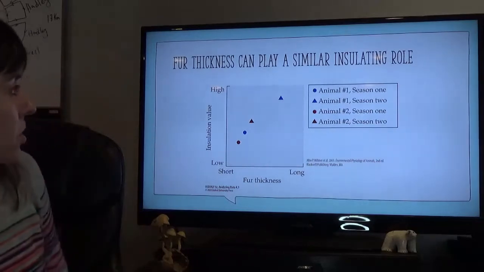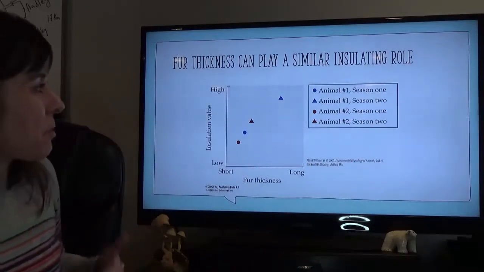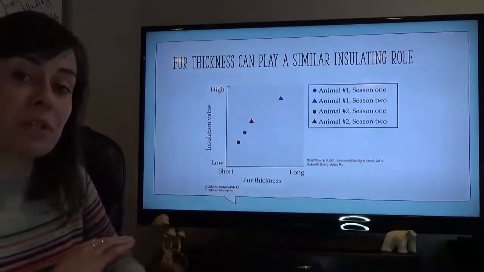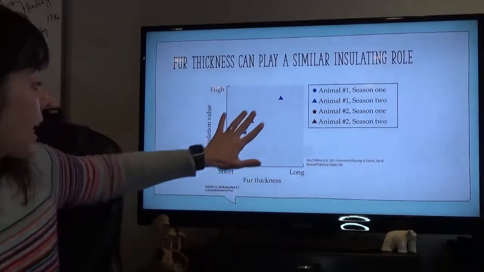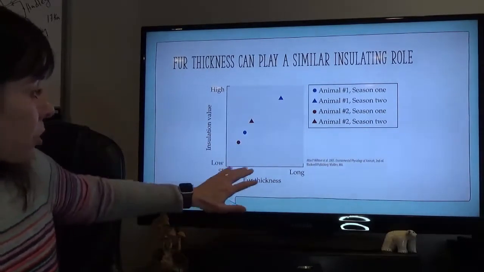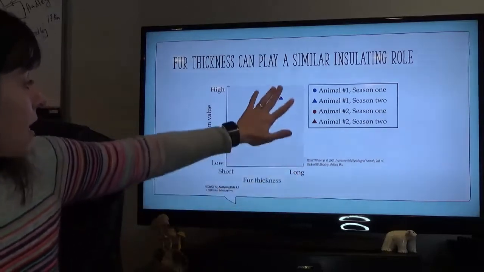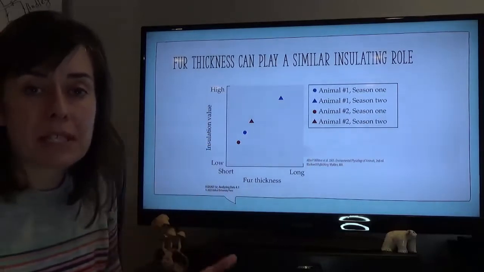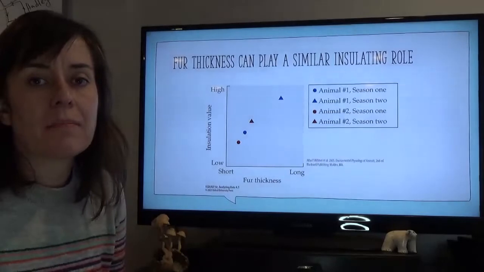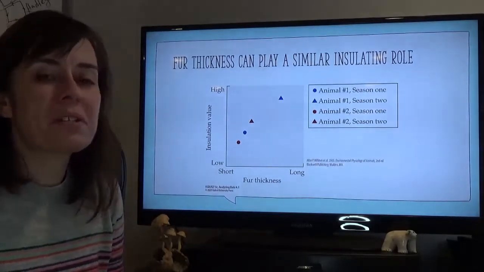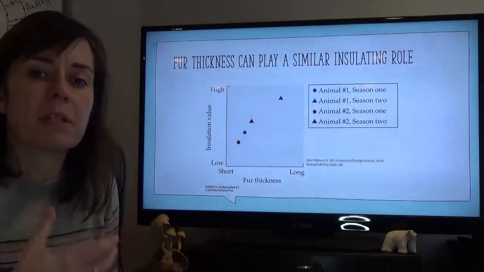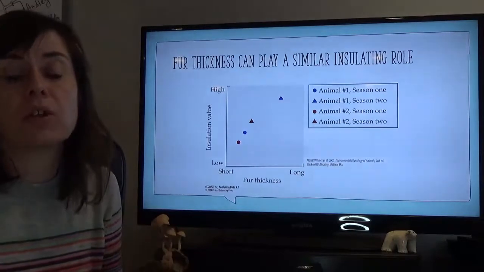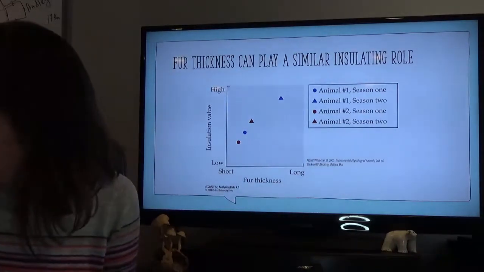And if we think about animals, fur thickness can play a similar insulating role. It's the same kind of idea. You reduce that convective heat loss by having that added layer of fur. So when you have short fur versus long fur, the insulation value increases the longer the fur is. There are some additional complexities to it, but it reduces the ability for your body to lose heat to convective heat loss.